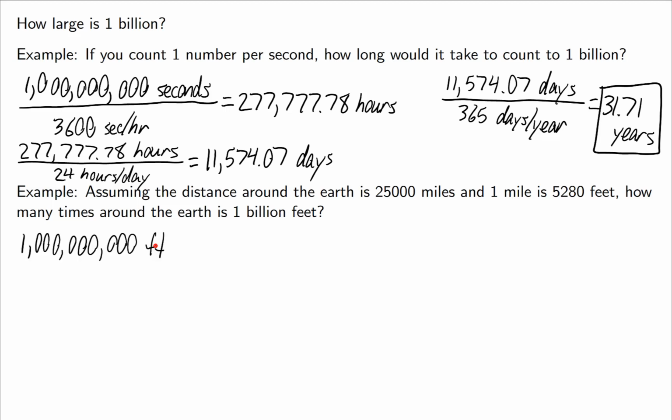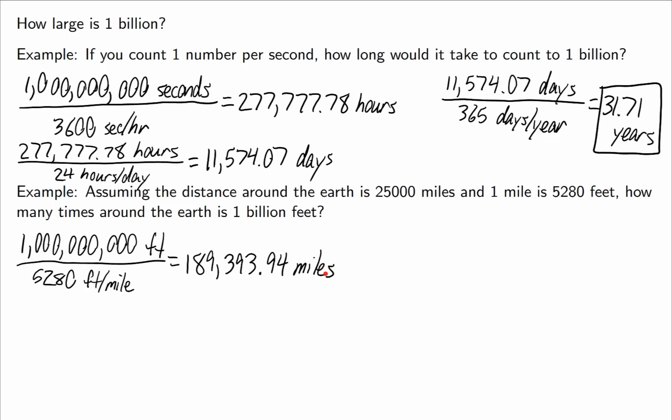Let's start with the 1 billion feet. Again, 1 billion has 9 zeros. And then let's convert that to miles by dividing by the 5,280 feet in a mile that we were given. I get 189,393.94 miles, rounding. Now that's not too terribly large if you look at the distance around the Earth. It's not like it's going to be a gigantic number, but it's still going to be quite a few times around the Earth. And the Earth is a pretty big place.